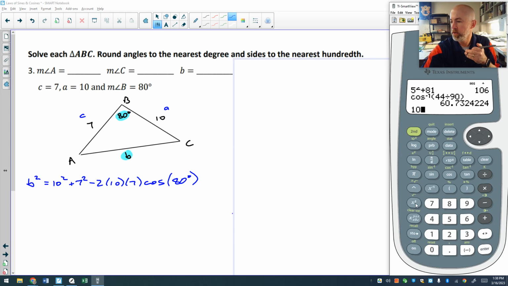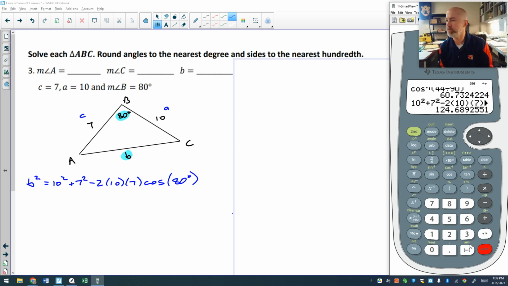10 squared plus 7 squared. And this is the good thing about these calculators: scientific calculators understand the order of operations. And I think I just hit too many parentheses there. I did. 2 times 10 times 7. And just always double check, make sure things are going in the calculator correctly. And this looks good. I now am only lacking the cosine of 80 degrees. And as I hit enter, I find out that B squared is 124.689.